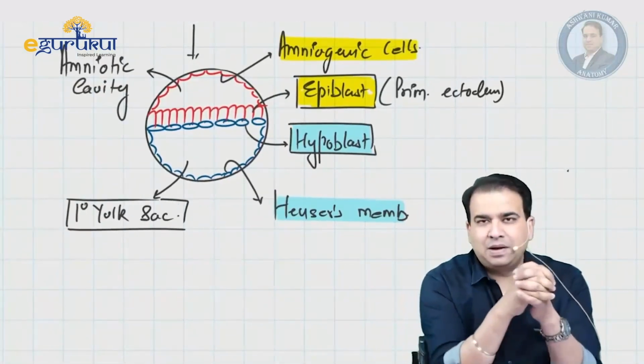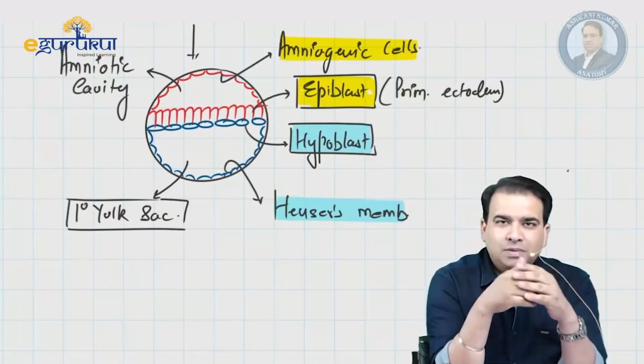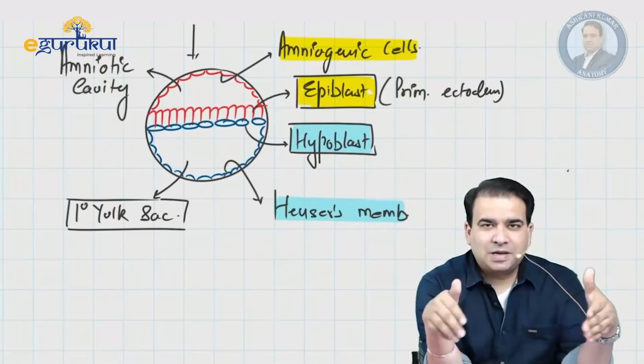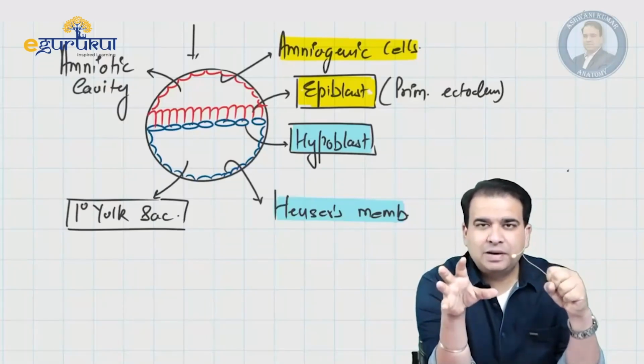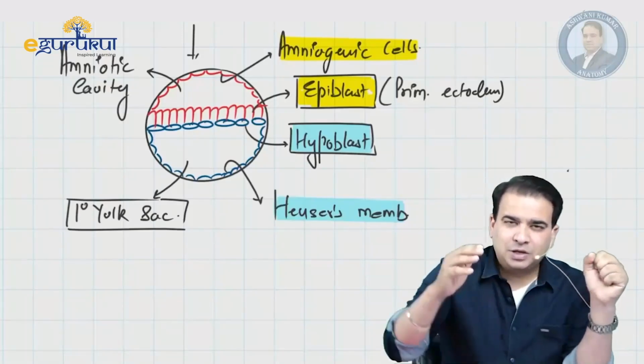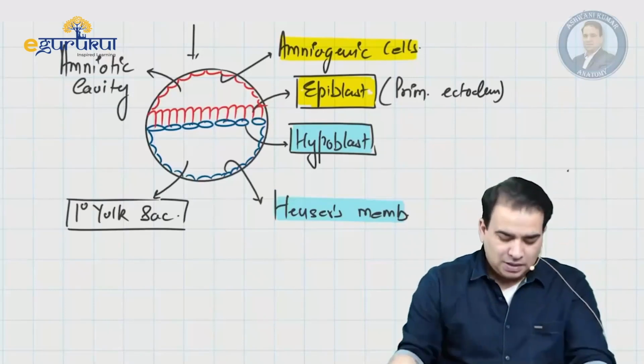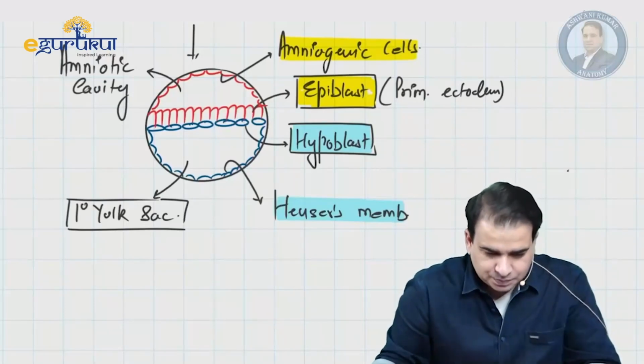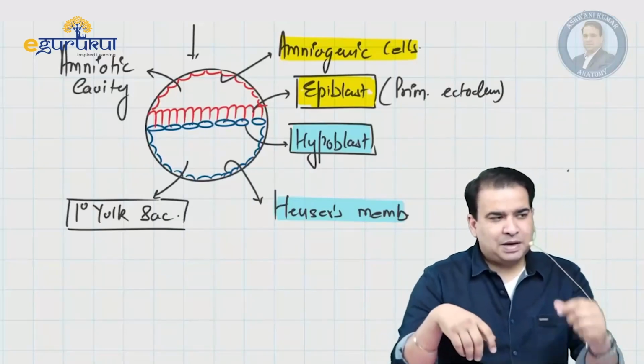So this is what is happening till now. The epiblast is formed by the inner cell mass, giving rise to the amniotic cells forming the amniotic cavity above, and hypoblast cells forming the Heuser's membrane, which will form the primary yolk sac below. Now, as we said in the beginning only, this is what week?